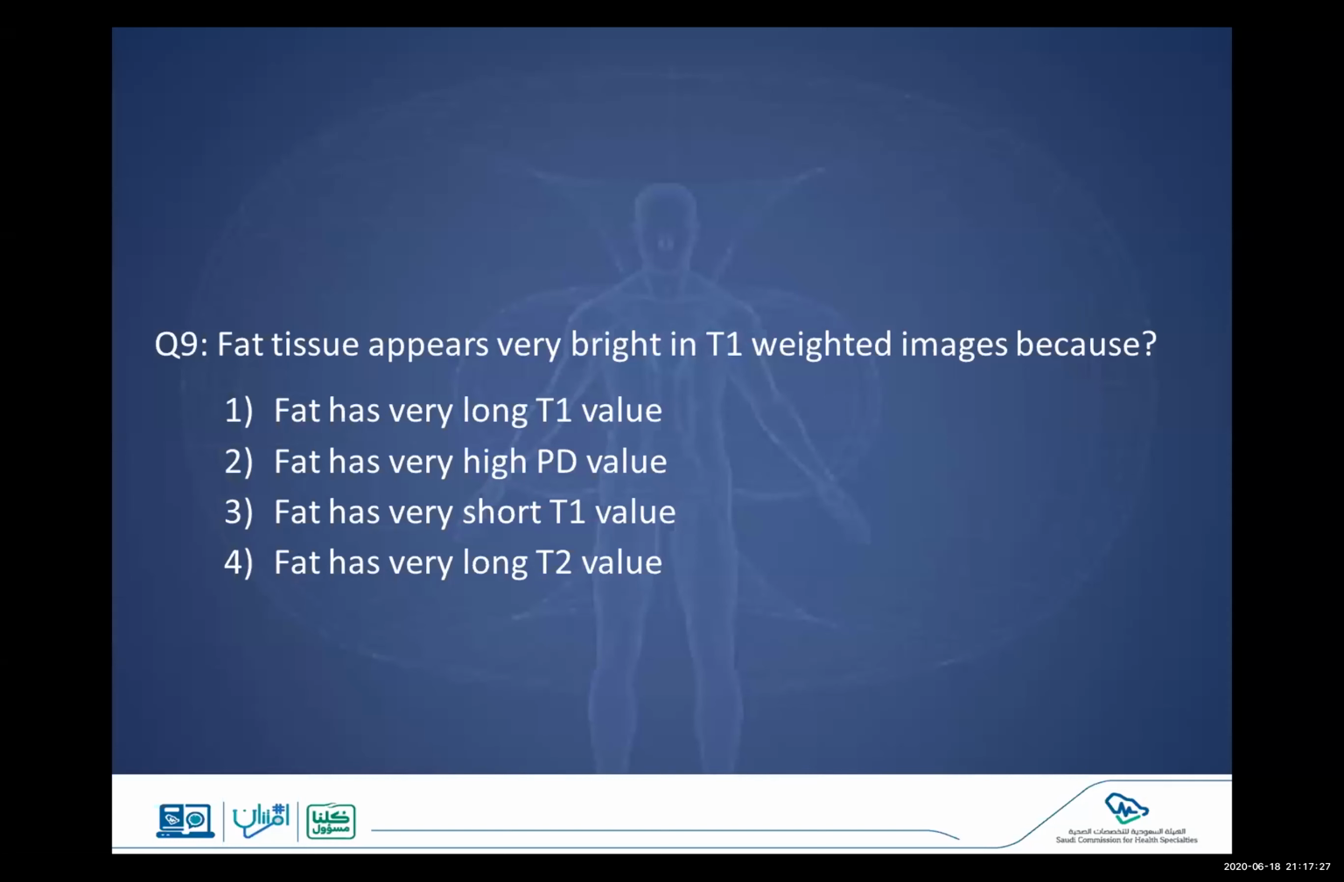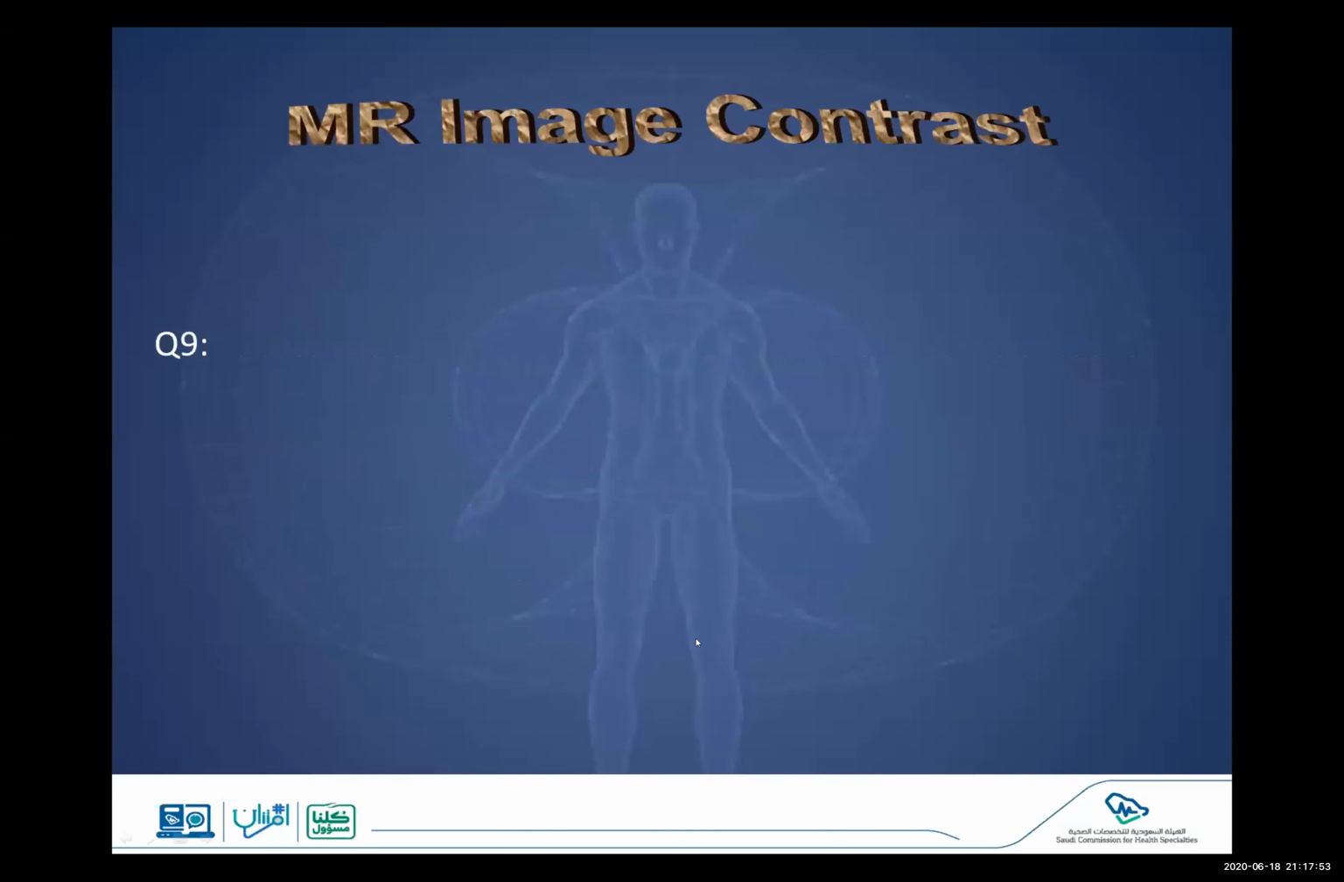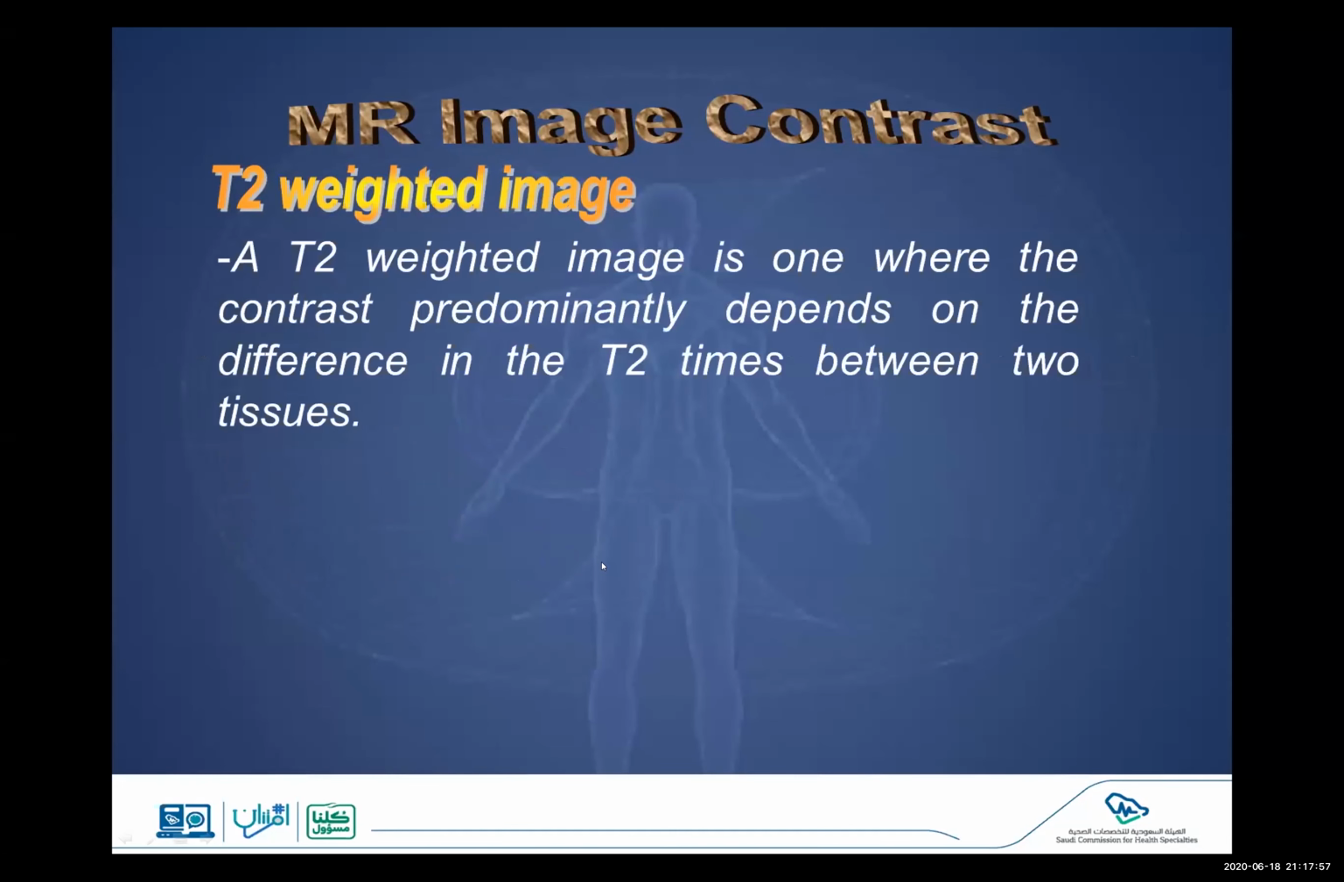Okay, so we can see that the majority they selected, fat has a very short T1, and as I said, because it has a very short T1, it will recover fast. So when we come to excite the second line on the image, there will be more and more protons from fat, and that's why fat usually appears bright in the T1 weighted images compared to the CSF and other tissues. Now, T2 weighted images.